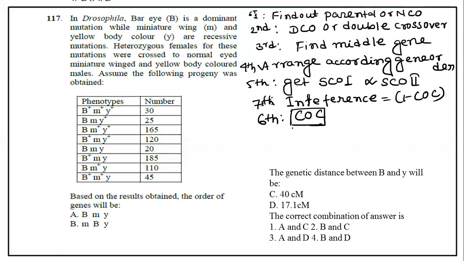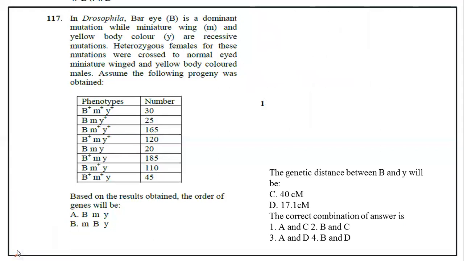Now see what that question is actually asking. First we will see that question. First find out the maximum number of progeny, which one is given as the maximum. So first find the maximum one. What's the maximum here?